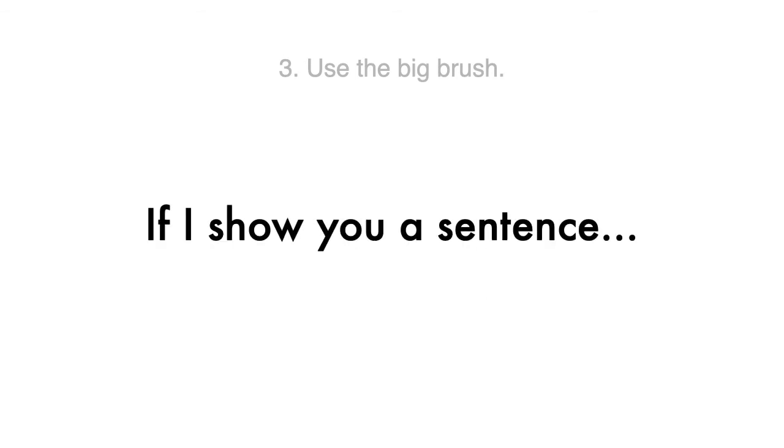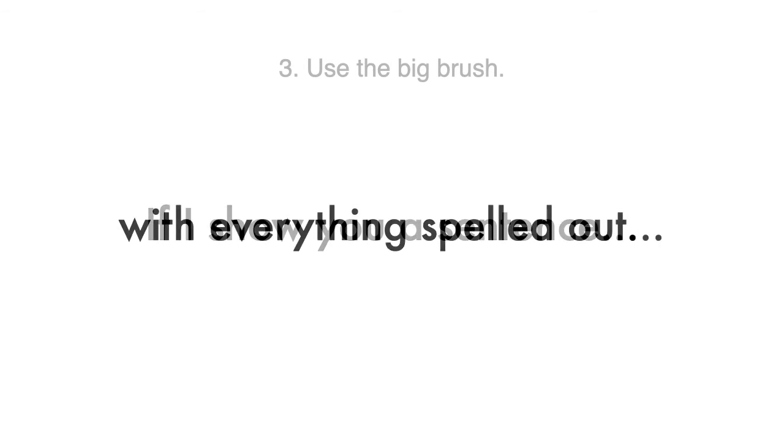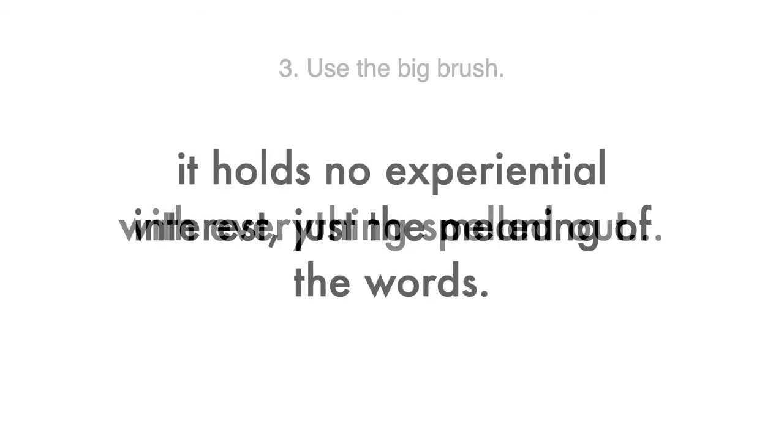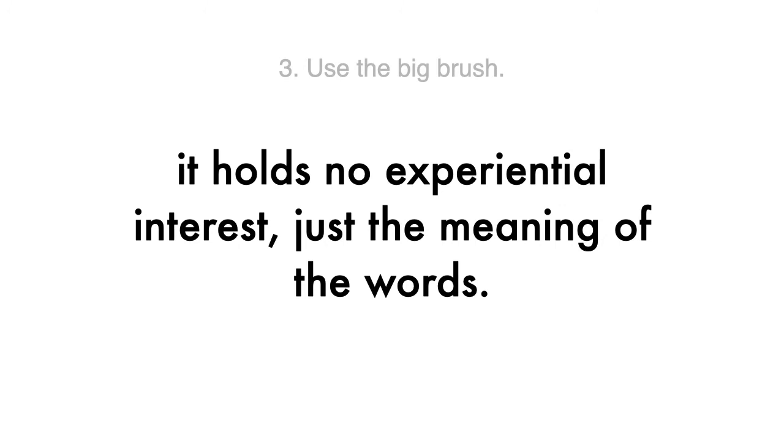So, go. If I show you a sentence with everything spelled out, it holds no experiential interest, just the meaning of the words. We get down to the period on this sentence, and with all the tricks coming up prior to this, you kind of wonder what the trick is. Now, there is no trick to this at the moment, because the only way you can experience the sentence is by the meanings of the words. You have to know exactly what each word means to actually experience the sentence. It's not about the sentence itself. It's about the individual elements within it.